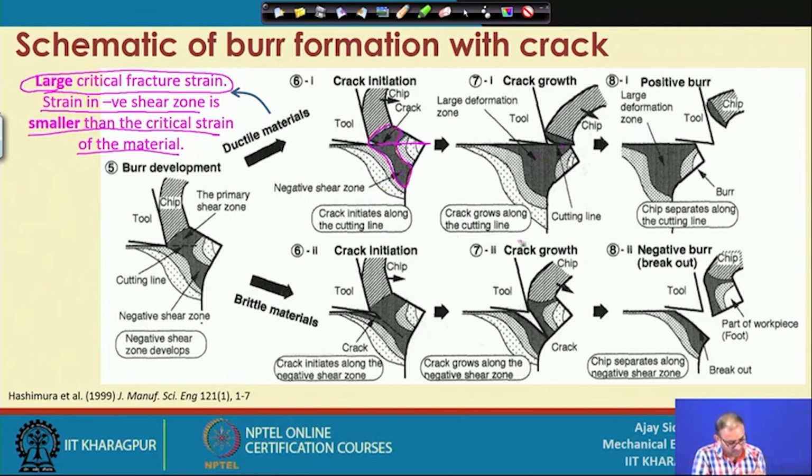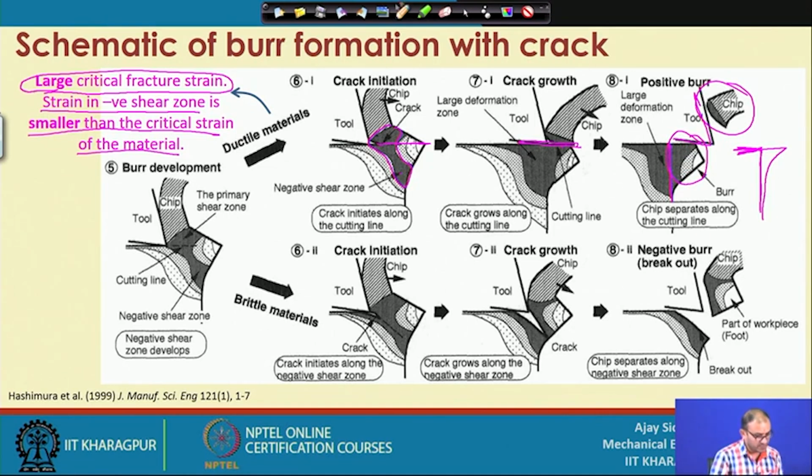So, crack growth along the cutting line. Whatever the crack growth in the cutting line is, it continues in this direction, and this is the cutting line, the large deformation zone that we started with at this particular location. Once your tool passes through this part, your chip comes out of that, and this part is the burr, because this is the extra thing you did not want. Our objective is to get something like this, but we are getting something like this. So this is the burr formation in the ductile material.